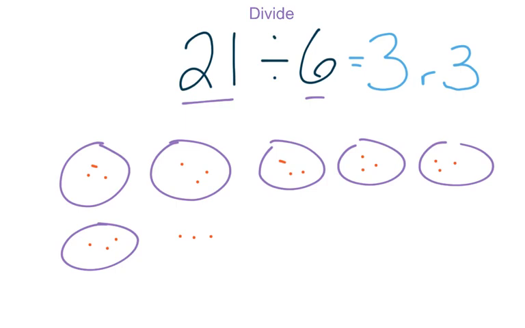One way for me to check my work, or another way for me to think about this problem, is 6 times something gets me close to 21, but I can't go over. Well, 6 times 3, that other factor of 3, becomes my divisor. 6 times 3 gets me close to 21, but not over. 6 times 3 gets me to 18. And when I'm going from 18 to 21, I would have to add 3 more, which then becomes my remainder. So that's another way to think about division.